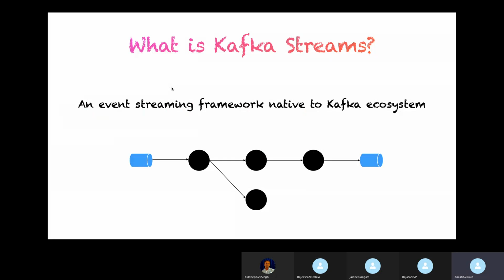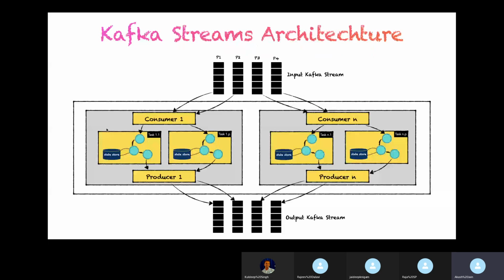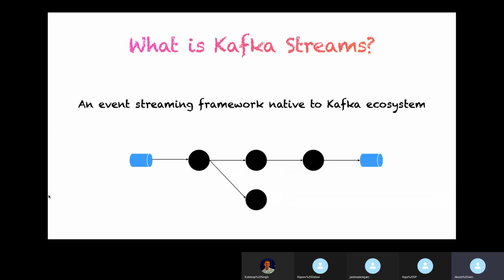Kafka Streams is an event streaming framework which is native to the Kafka ecosystem, which means that the source of a streaming application is only going to be a Kafka topic. On the other side, the output can only be a Kafka topic, meaning that you can't have a Kafka Streams application read from a file and write to a database, for instance. You can only read from a Kafka topic and you can only write to a Kafka topic.